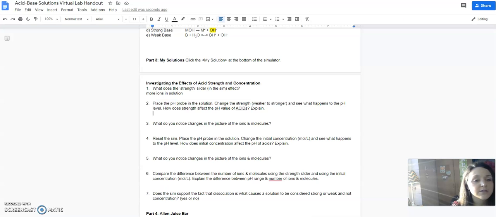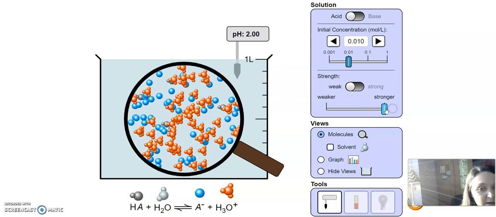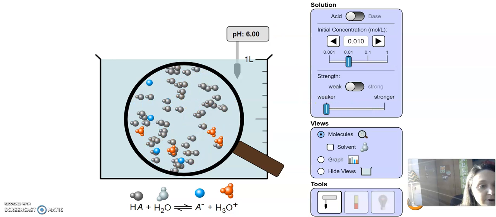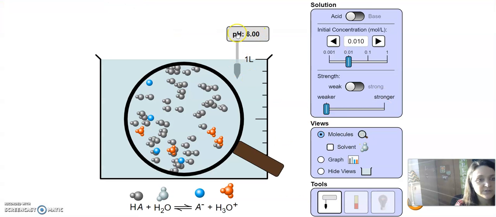Now it says place the pH probe in the solution, change the strength, and see what happens to the pH. So this is going to be for acids. So we have our acid. Notice up here I've selected acid. I'm going to stick my pH probe in there. The stronger I get, the lower the pH. The weaker the acid, the higher the number. Stronger acids are closer to 0. Weaker acids are closer to 7. Because notice when we are weak, we are closer to 7.